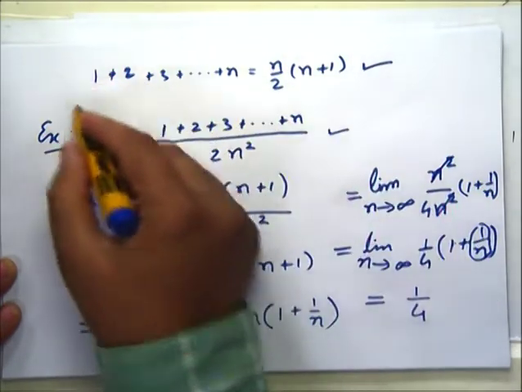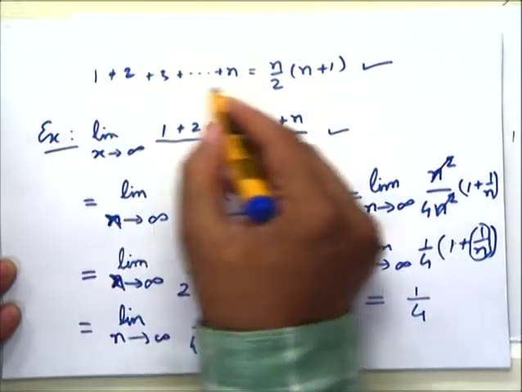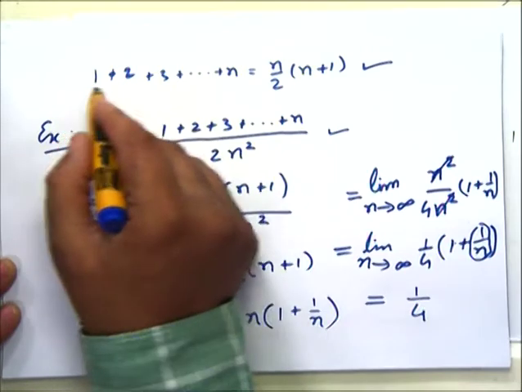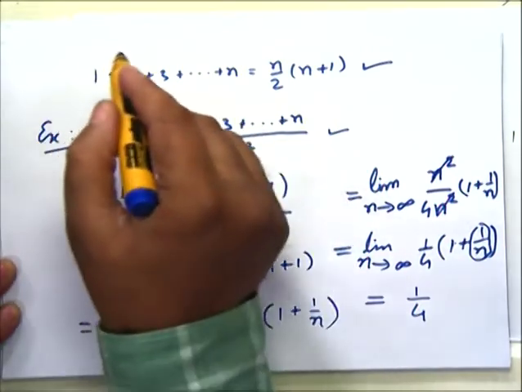So simply we have used the summation of this sequence, or we can say it is a series. When we use 1 plus 2 plus 3, we call it a series, and the sequence is 1, 2, 3 up to n.